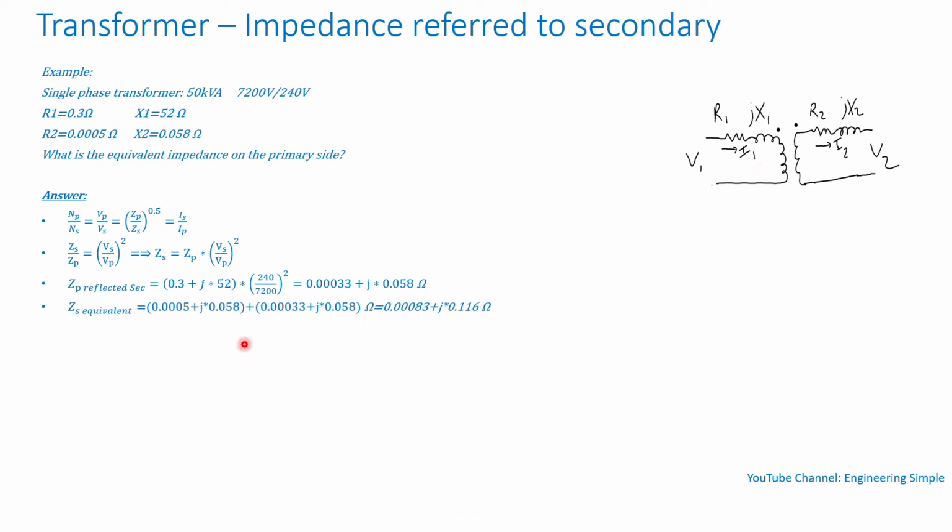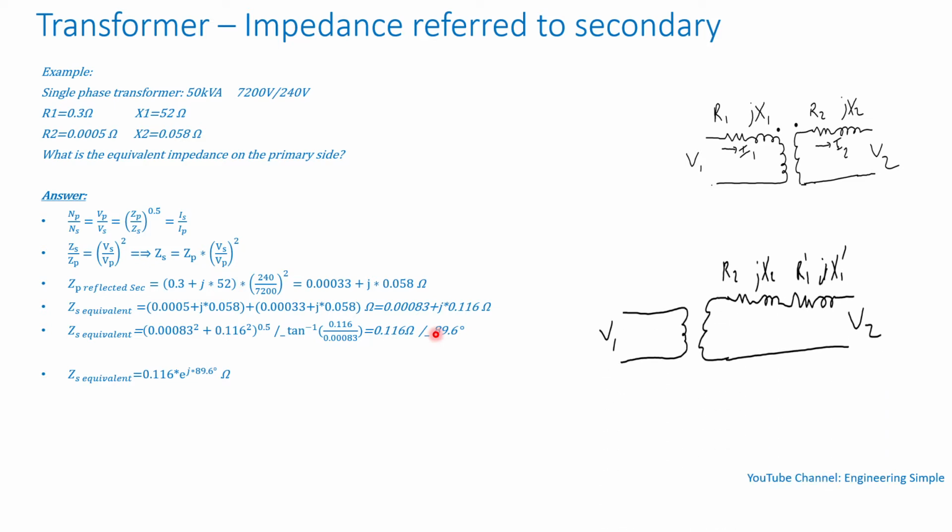Now, if I want the equivalent of the secondary impedance, I'll take the secondary impedance plus the reflected impedance of the primary and sum them up. Then I can convert it to polar form or exponential form. So you can see the primary impedance is reflected here, and I added a prime to indicate that it's the primary impedance reflected to the secondary side.